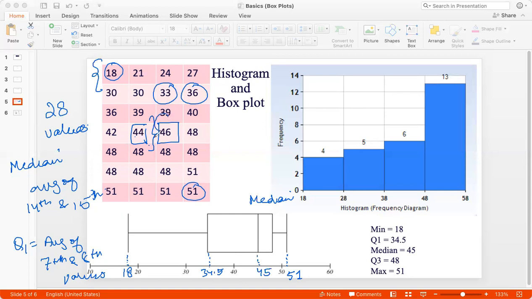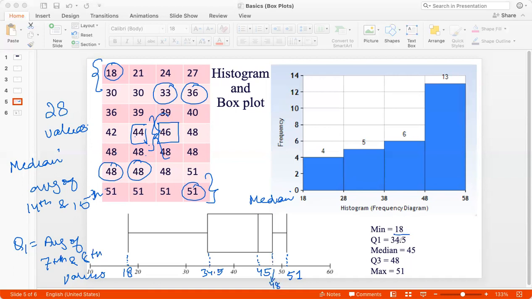Q3 will be the median of these values, right? So if I start from here, these 14 values, then 1, 2, 3, 4, 5, 6, 7. So this and this happen to be the 7th and 8th values. So that's average is 48. And so Q3, this number, would be 48.